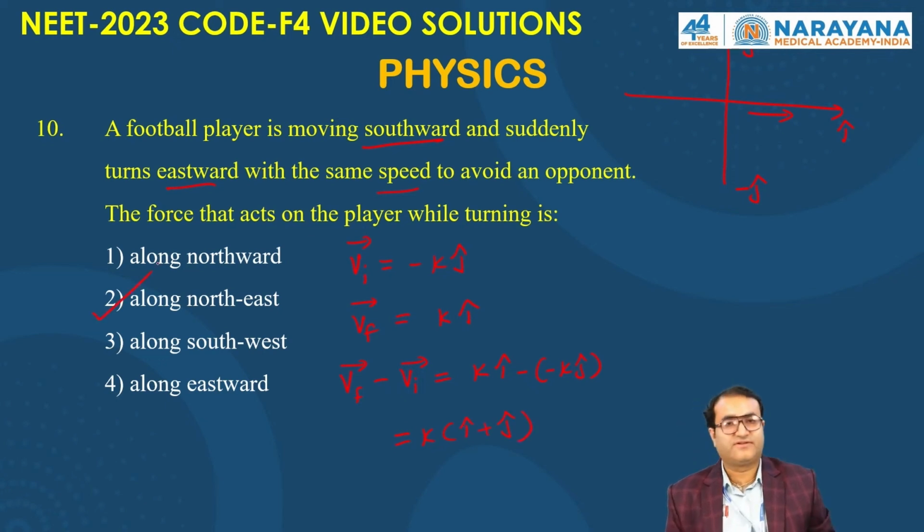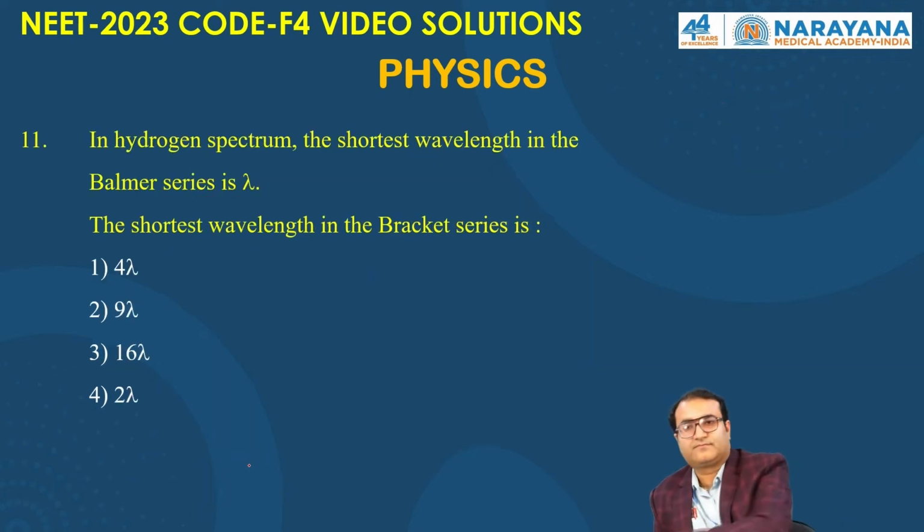This is along northeast, because i cap plus j cap is the direction of change in velocity, which will be the direction of force. If you mark i cap plus j cap on the Cartesian plane, it will be like this. So this is the northeast direction. Second option is correct here. Let us come to question number 11.